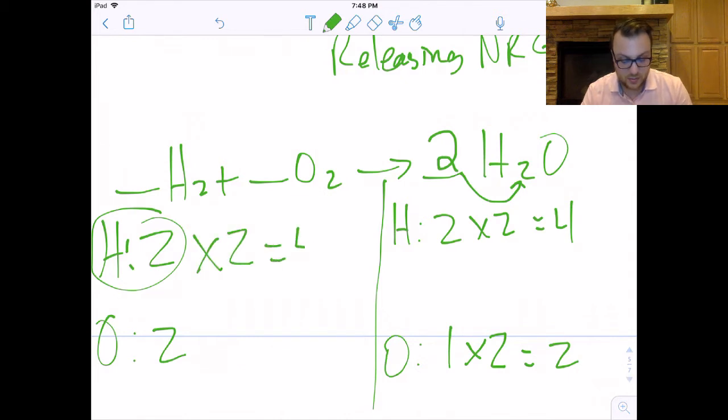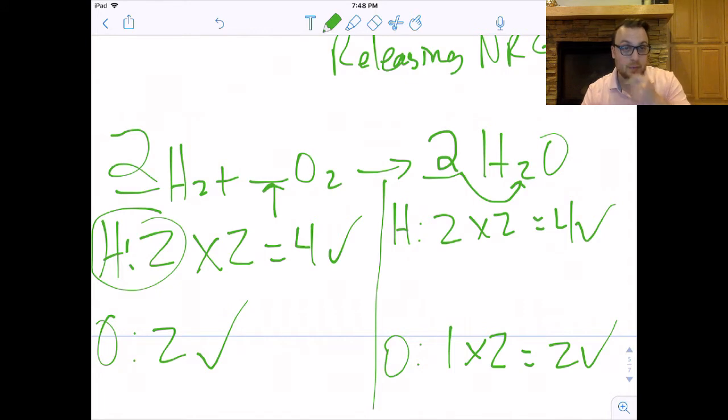I put my 2 in front here. You can leave that blank. If it's blank, we assume it's 1 mole of that oxygen. But you can write the 1 in if it makes you happy. Do whatever makes you happy. Does not matter to us as teachers. We understand that if you leave it blank, we know it means 1.